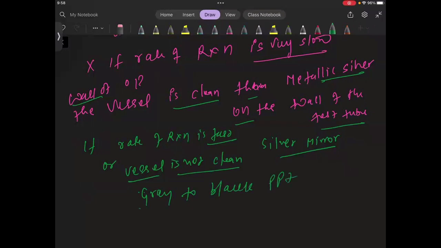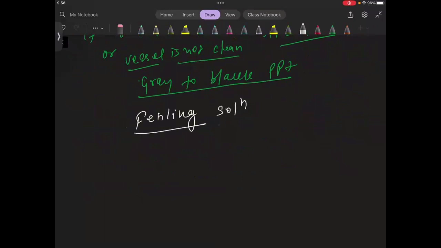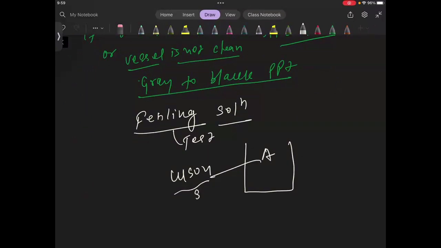Okay. So I hope, students, you understood the Tollens reagent. Now we talk about the Fehling solutions. See here, students, the Fehling solutions, or Fehling test, you can say Fehling test also. One beaker we have taken, A, contains copper sulfate solution.